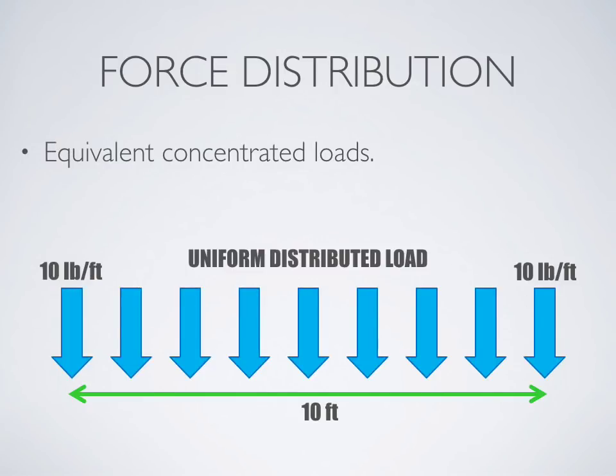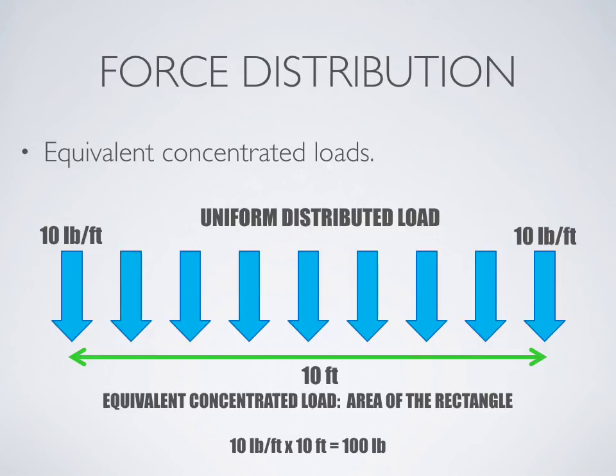So how do we create an equivalent concentrated load from a uniformly distributed load? Remember, we can't use that for deflection of a beam, but we can use it for determining what the forces on the ends are. So we have a 10 pounds per foot uniformly distributed load, and it goes on for 10 feet. What's the equivalent concentrated load? How did we figure out what Robin Hood's total weight was?